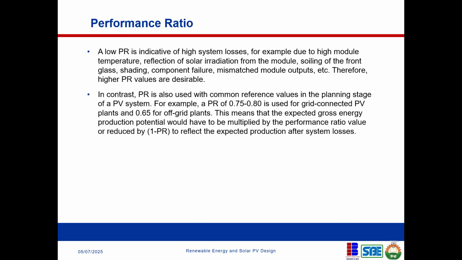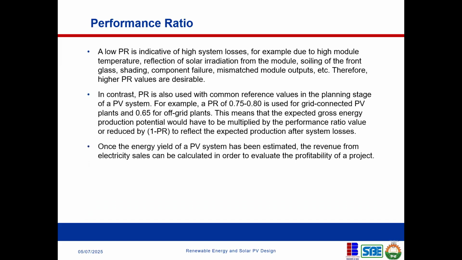So this means that the expected gross energy production potential will have to be multiplied by the performance ratio, or reduced by 1 minus the performance ratio, to reflect the expected production after system losses. Once the energy yield of the PV system has been established, the revenue from electricity sales can then be calculated in order to evaluate the profitability of the system.